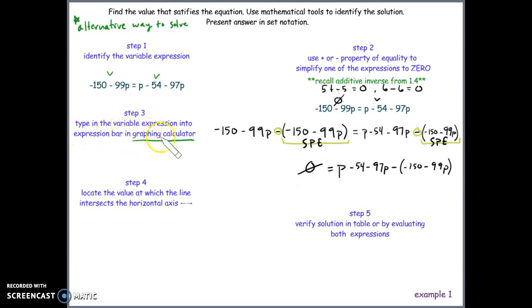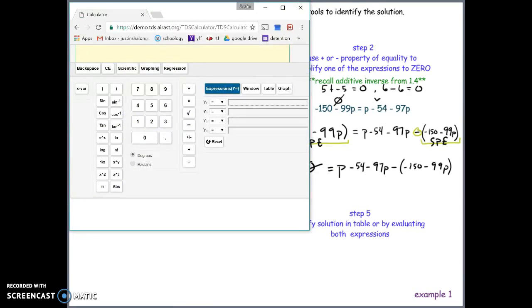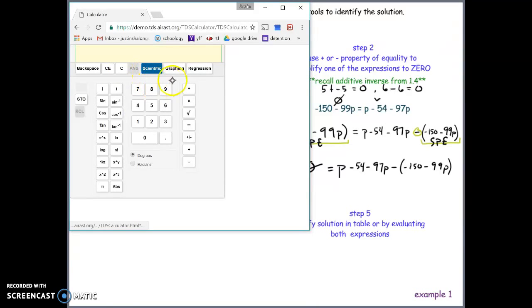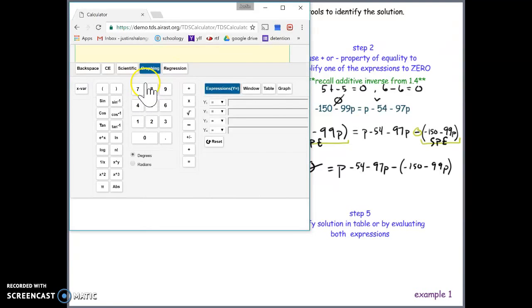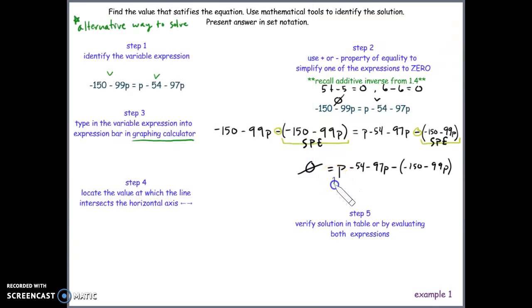So step 3 is type the variable expression into the graphing calculator. So I'm going to pull up the graphing calculator, and most of you will see scientific first, so we go to the graphing feature, and here's our expression bar. So we're going to type in this expression into the graphing calculator bar.